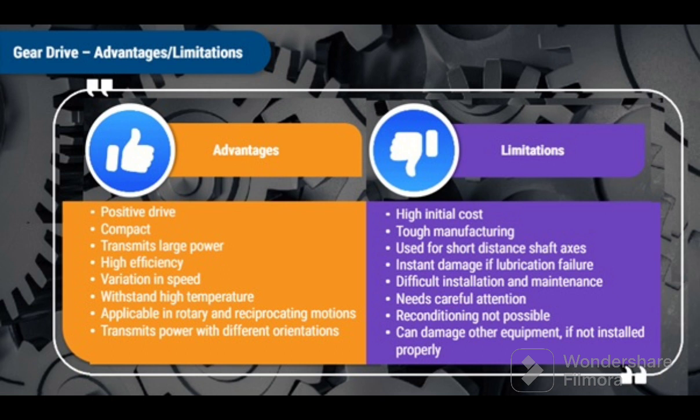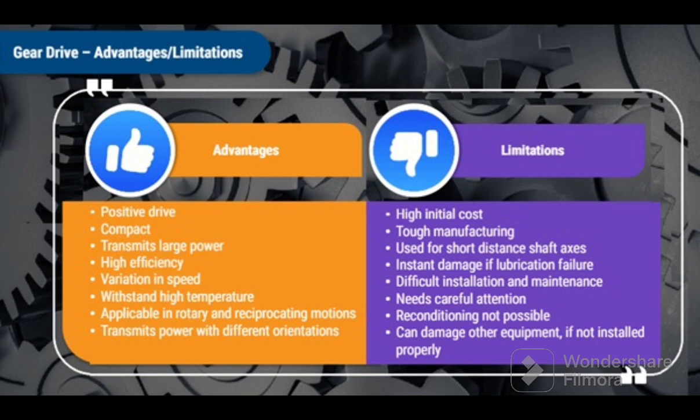Sixth, it can withstand a high temperature. Seventh, it is applicable in rotary and reciprocating motion both. Last, it can transmit power with different orientations of shafts. Now let's learn about its limitations.